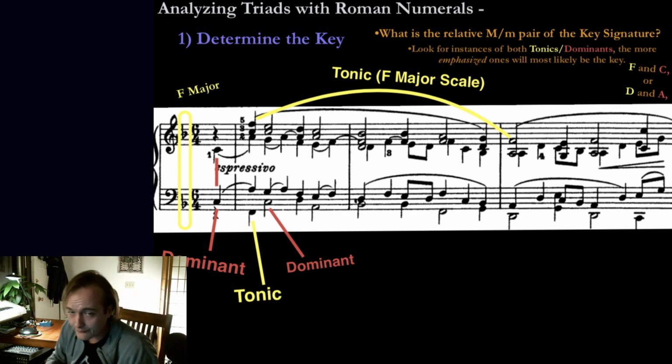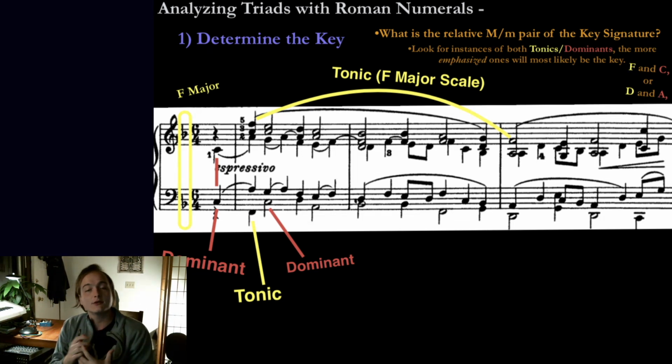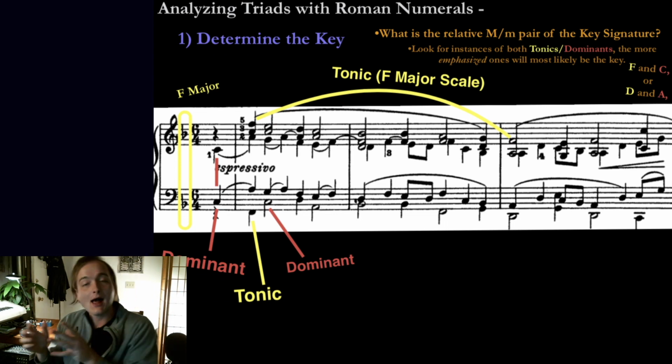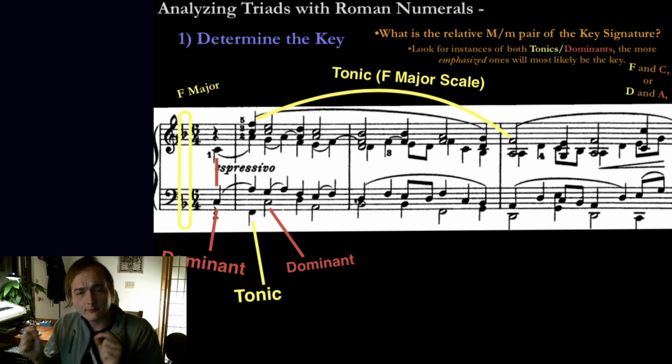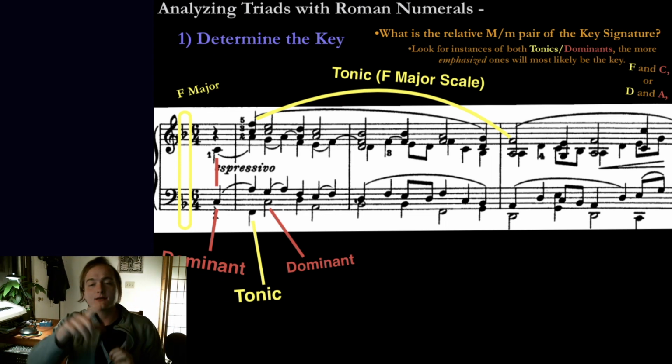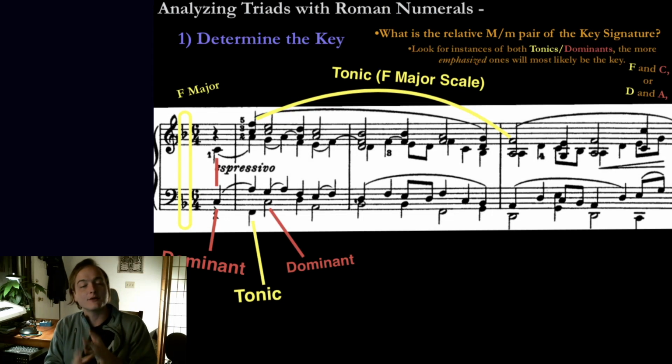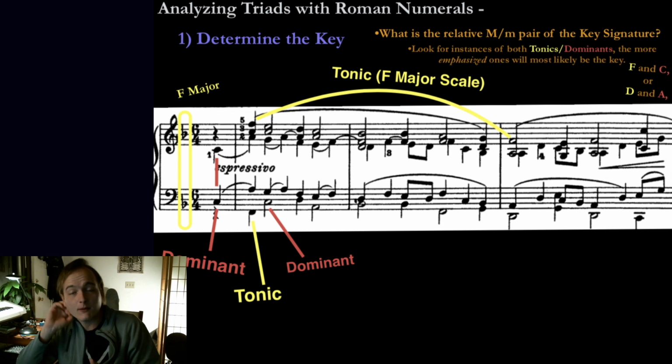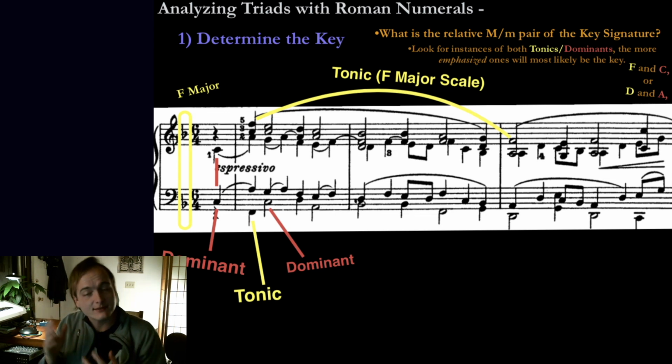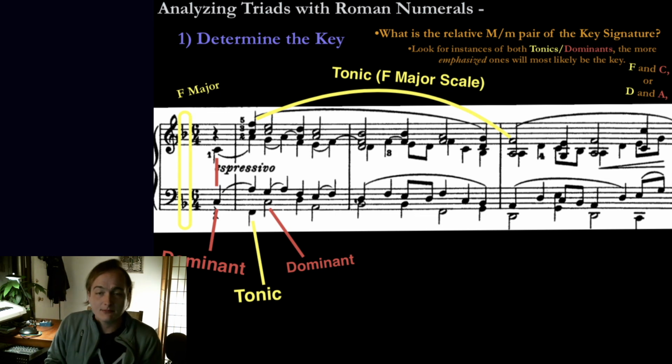So that is the essence of determining the key: looking for how does it begin, how does it end, where are the relevant tonics and dominants, and how does that let me know which it is of the two possible ones that the key signature said. That is the way of doing it without actually being able to hear the piece and telling is this piece in minor or is this piece in major, which can be tricky.